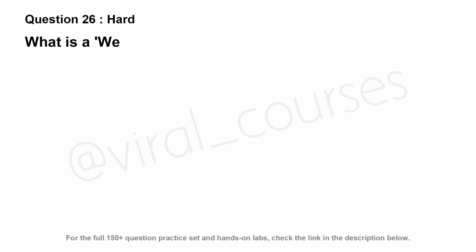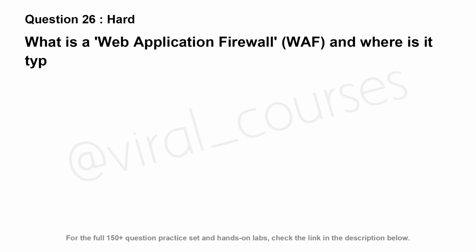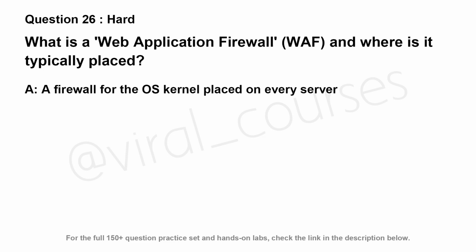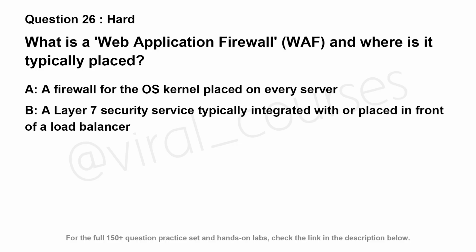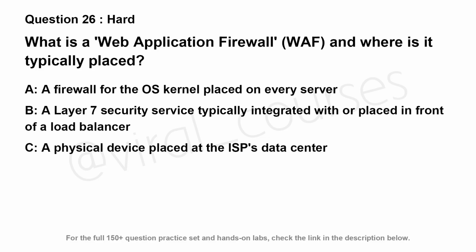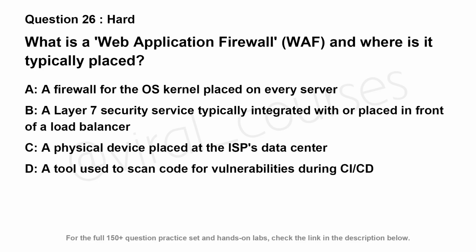What is a web application firewall, WAF, and where is it typically placed? Option A. A firewall for the OS kernel placed on every server. Option B. A Layer 7 security service typically integrated with or placed in front of a load balancer. Option C. A physical device placed at the ISP's data center. Option D. A tool used to scan code for vulnerabilities during CD.